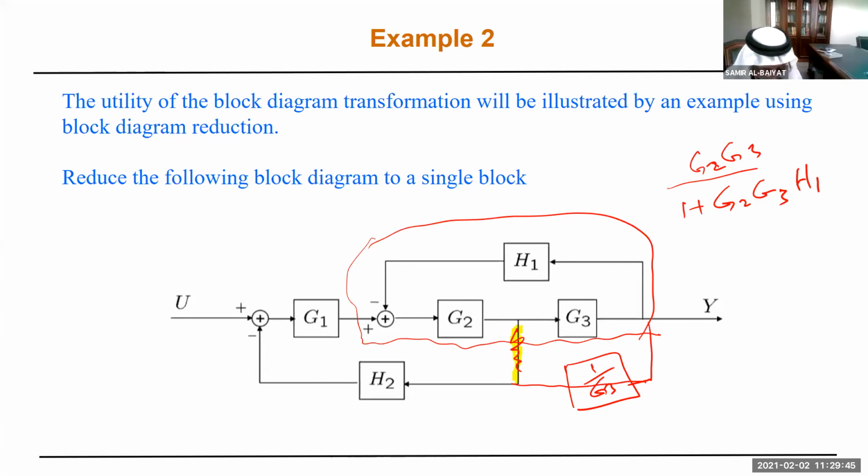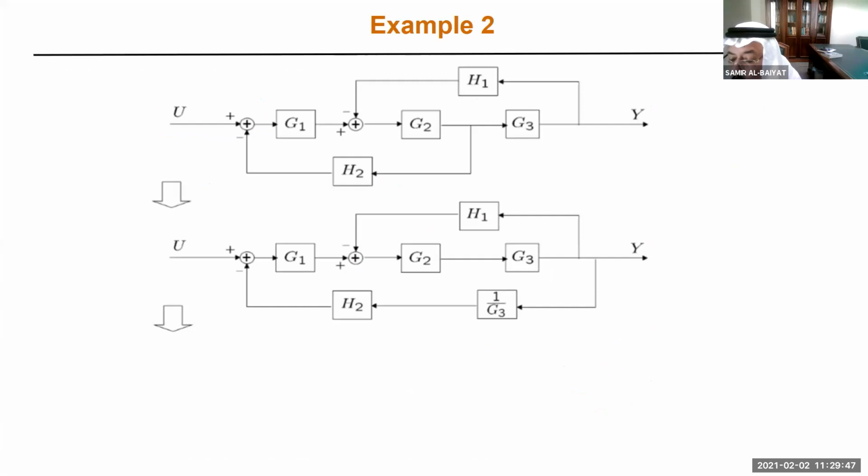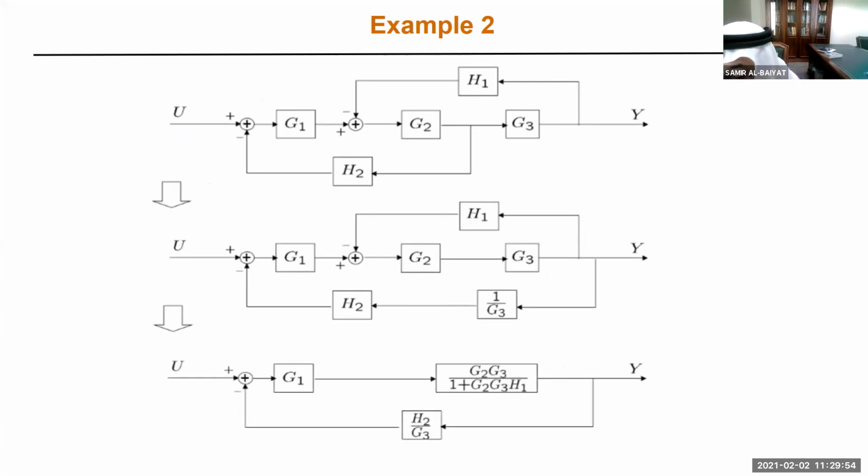Okay, so this is what I'm saying. That's exactly what I said. And this is the reduction. Let me combine H2 and 1 over G3. They are in series, so we'll just combine them.